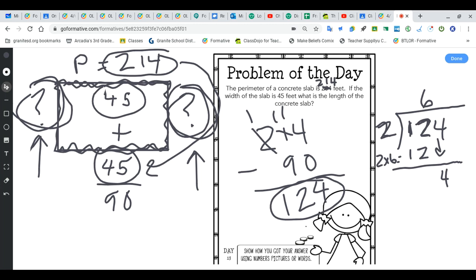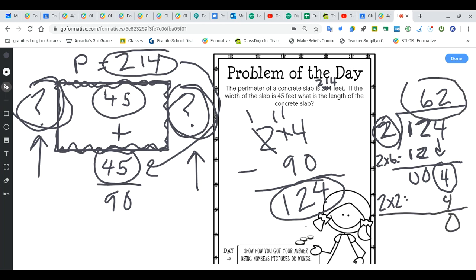And 2 take away 2 is 0. 1 take away 1 is 0. So now 4 divided by 2 would be 2. And so I multiply by 2, and subtract, 0. So it comes out even, no remainder. This side would be 62, and this side would be 62.